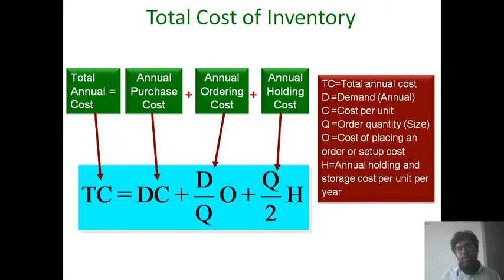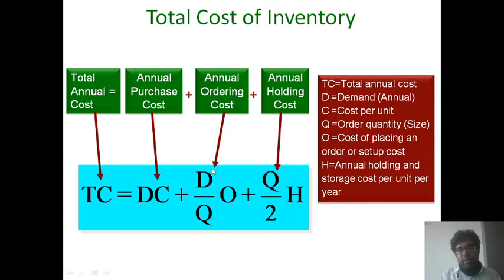The most important topic of the day is total cost of inventory. This is the most important thing. We should know what the total cost is, and for that we should know the formula. First is annual purchase cost, that is annual demand into cost per unit. So we get the total cost for the year of whatever we have purchased.